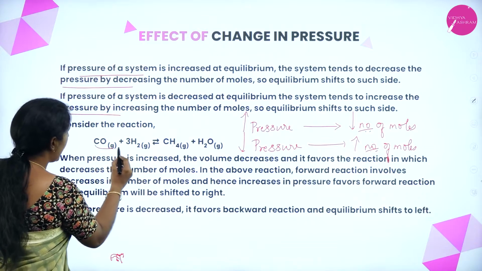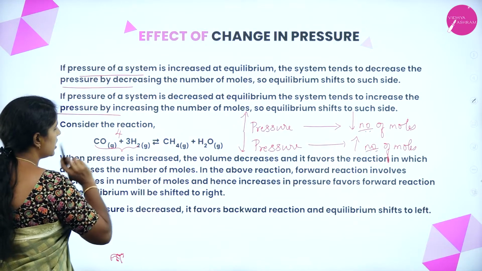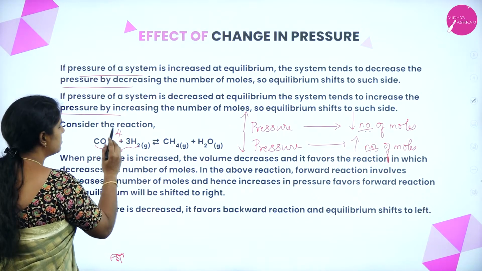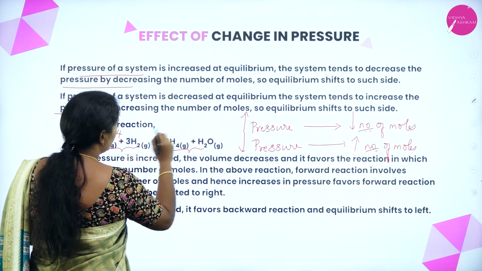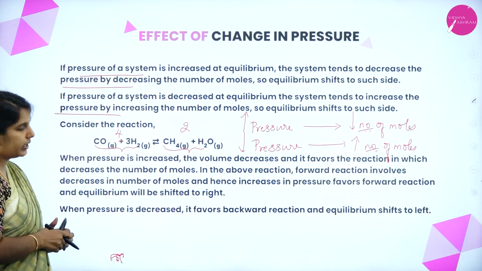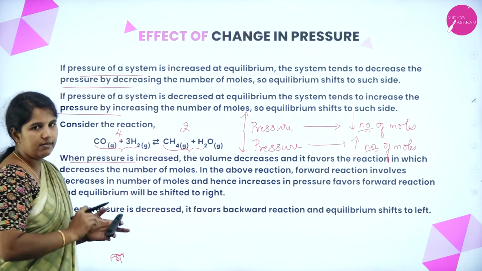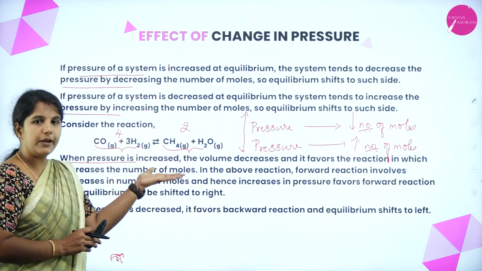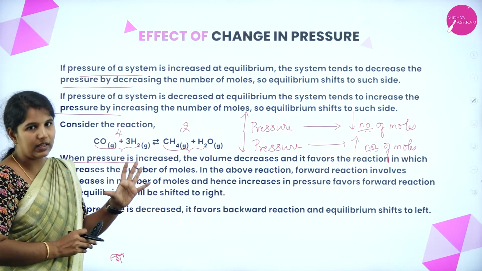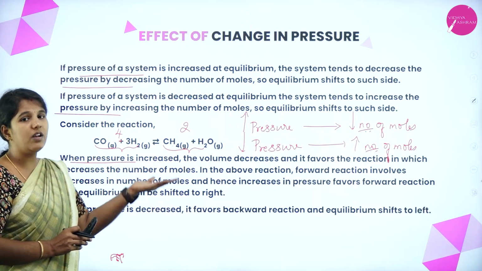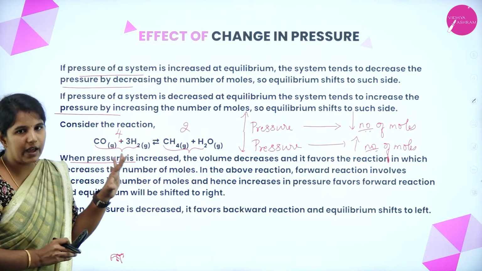You can see that on the reactant side I have 1 mole of carbon monoxide and 3 moles of hydrogen. They react with each other, so 4 moles will be involved. Whereas on the product side, again I have only 2 moles of product. Correct? Now what will happen? We'll see now. When the pressure is increased, as I have understood, the number of moles of the product will decrease. When the pressure is decreased, the number of moles of the reactant or the product will increase. That is the one thing that we have already understood.